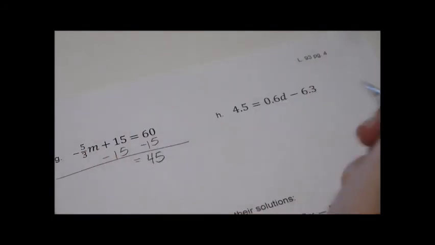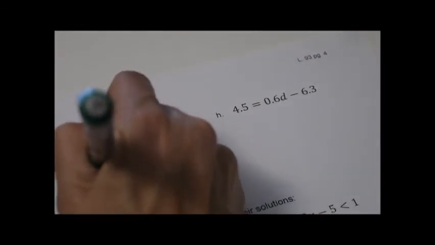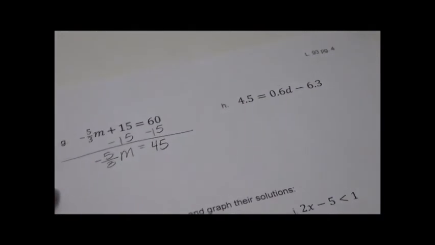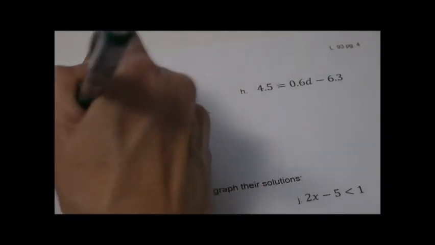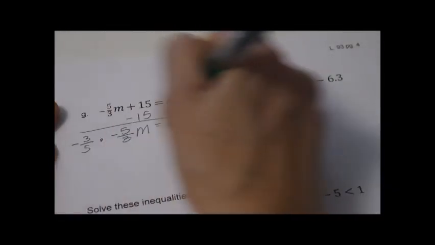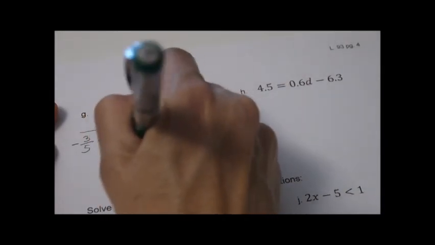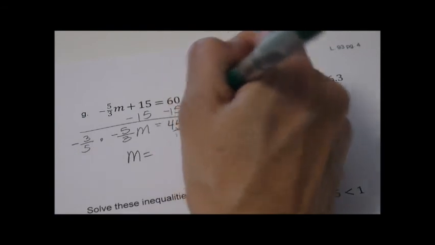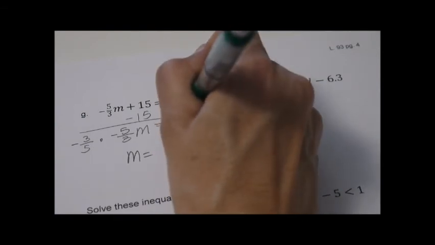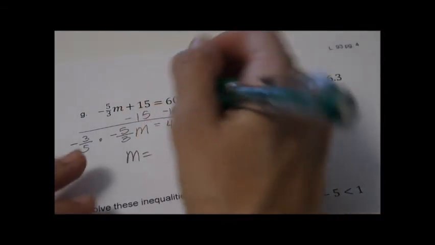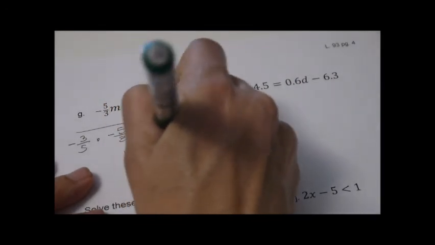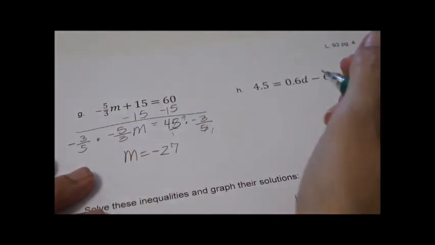Minus 15, minus 15. So we get 45. Negative 5/3 m equals 45. Multiply by negative 3/5, times negative 3/5. And so now we get m equals, 1, that goes in there, 9. 9 times negative 3 is negative 27. Okay.